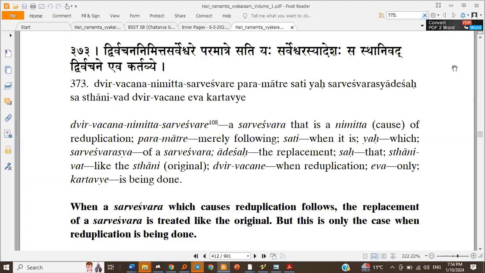Resuming from Shri Harinamamrit Vyakaranam. So this is chapter 3, Akhyat Prakaranam, Sutra 373.